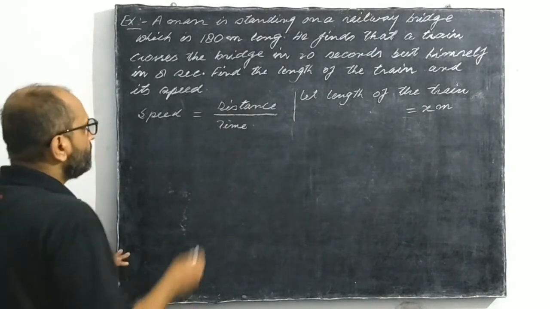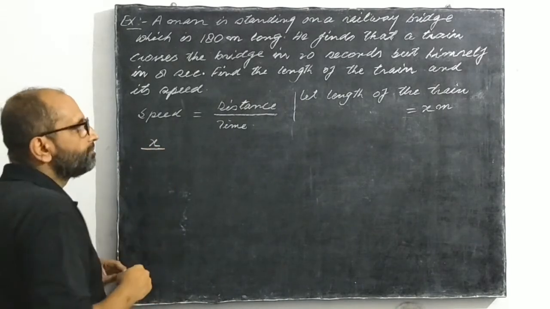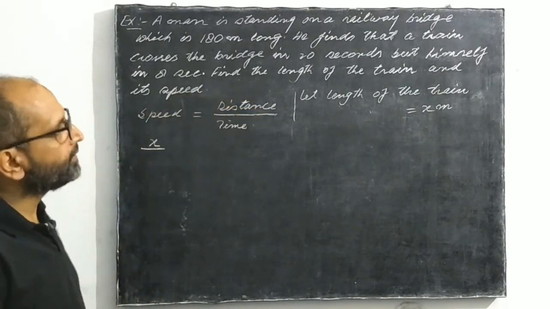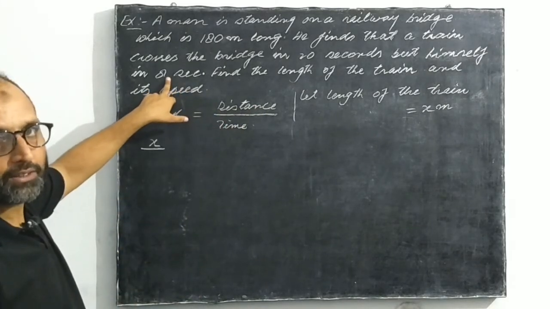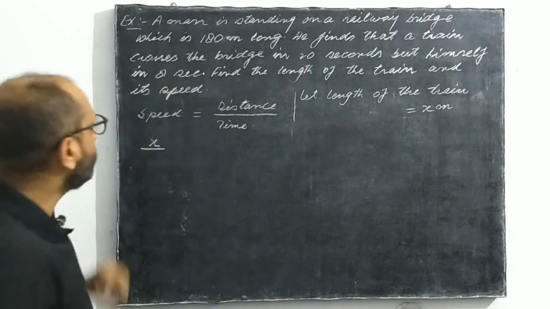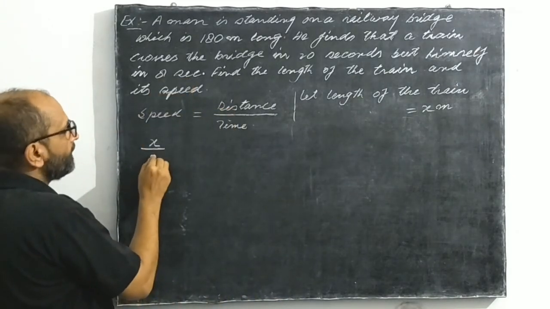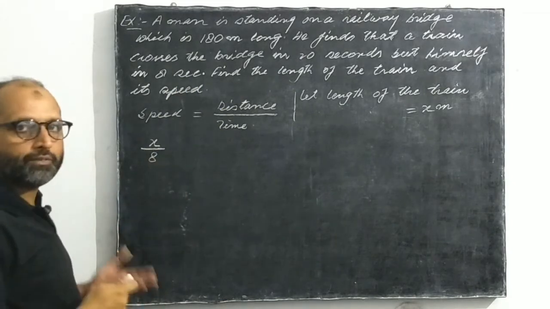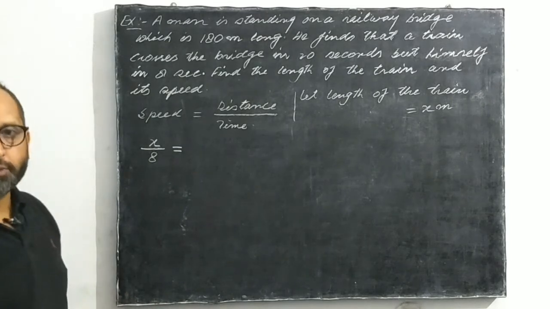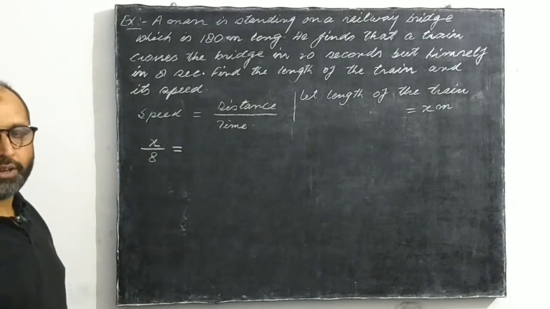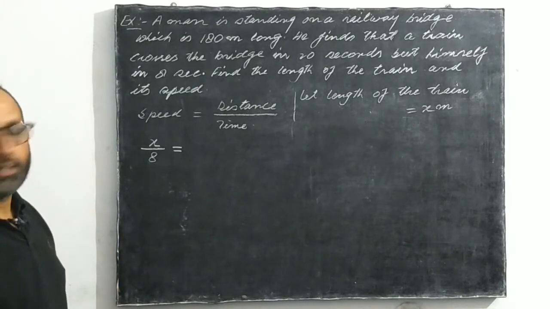So in the case of a man, distance is x, the length of the train itself, and time is 8 seconds. The train crosses over the man in 8 seconds. So distance is x, length of the train, and time 8. And this is the speed of the train, which must be the same in the case of the bridge, because the same train passing through the bridge is crossing over the man.